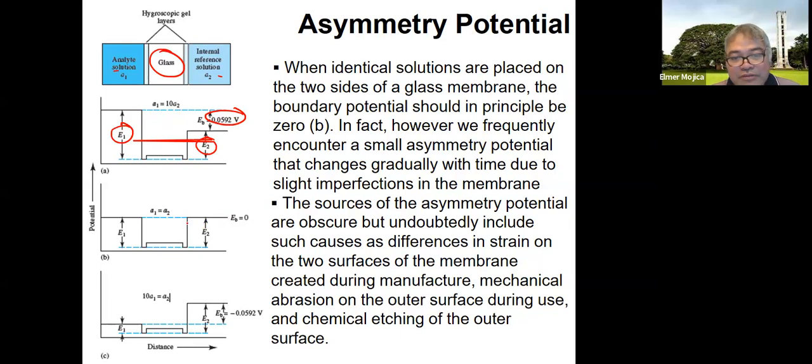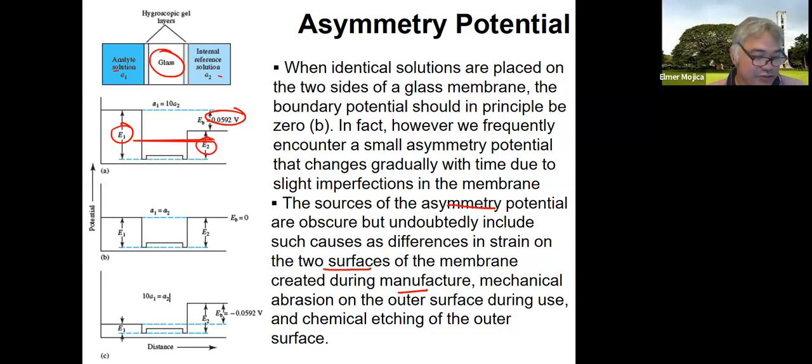You have here the sources of this asymmetry potential. It's still not entirely clear how it came into being, but the causes include the difference in strain on the two surfaces of the membrane created during manufacture, mechanical abrasion of the outer surface during use, and chemical etching of the outer surface. I think those are the possible reasons why you don't have the same, perfect glass.